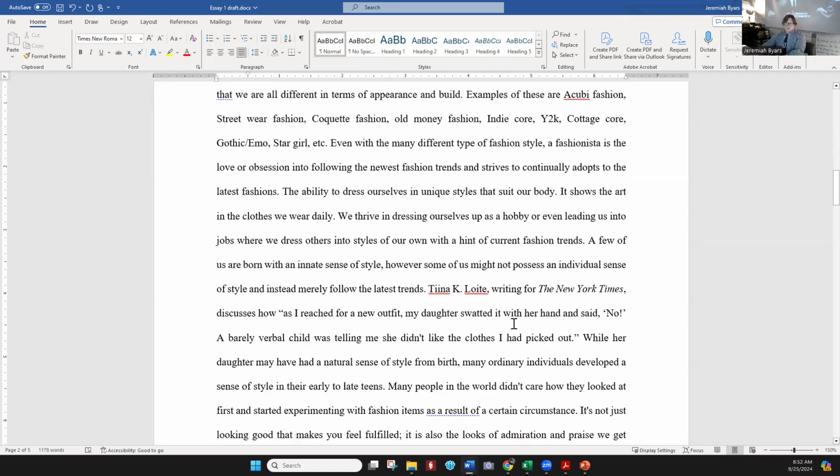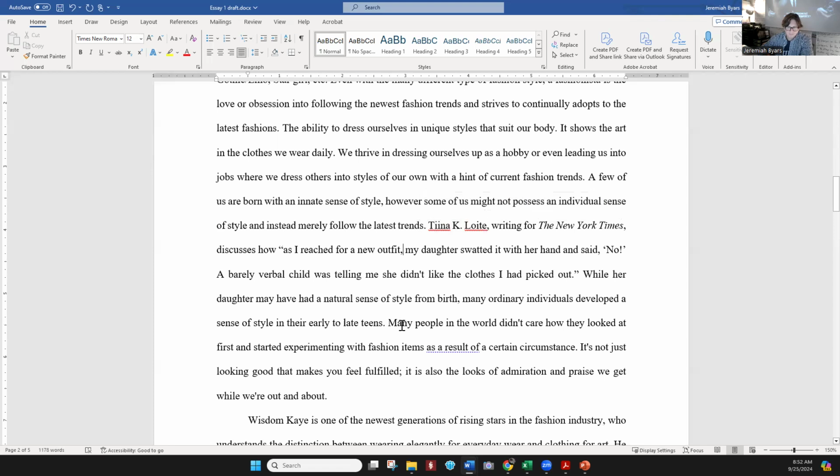Tina K. Lloyd, writing for the New York Times, discusses how, all right, that's great. As I reach, this is great. This is how, if it wrote just discusses, we need a comma, but this how here serves kind of as a comma, so we don't need that, and we don't capitalize this A. That's great. Quote within a quote, just use apostrophes. Great. Okay, and then we have a period inside the quotation mark. Perfect. Fantastic. No parenthetical citation because it's already stated here. Perfect. Awesome. Good, good, good.